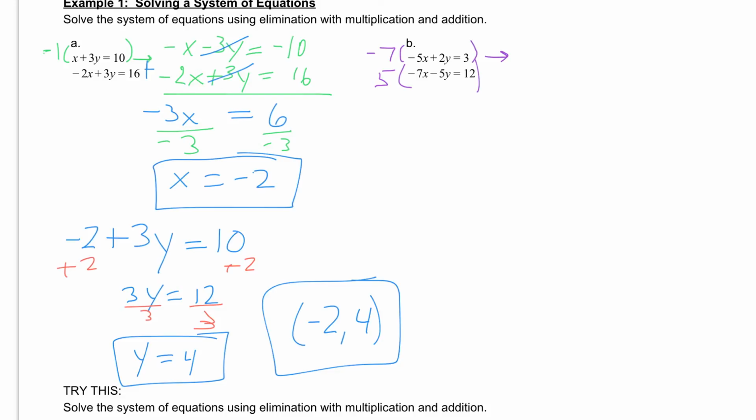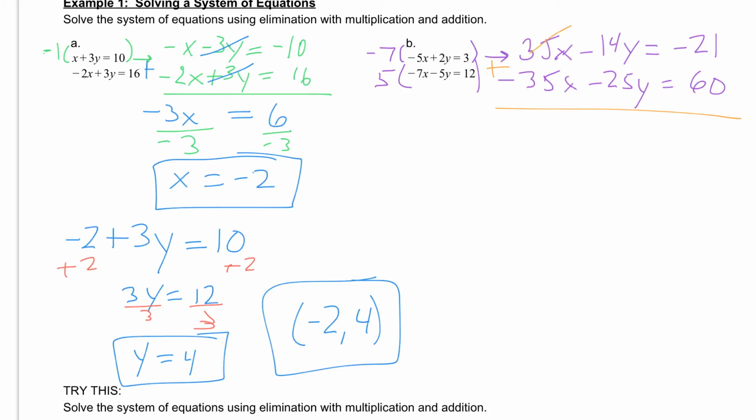Then if I multiply through, I get 35x minus 14y equal to -21. And on the bottom I have -35x minus 25y, and that's equal to 60. Now if I take a look at it, my x's have the same number in front but opposites, so I can go ahead now and add these two together.